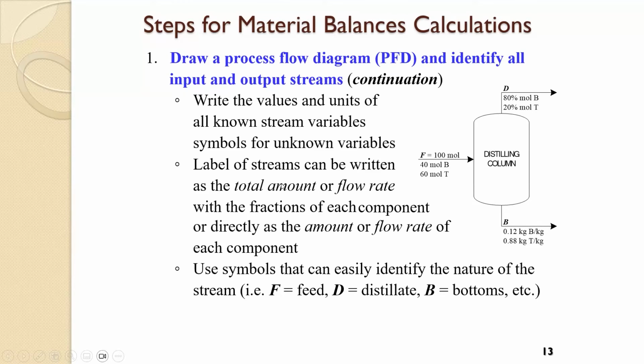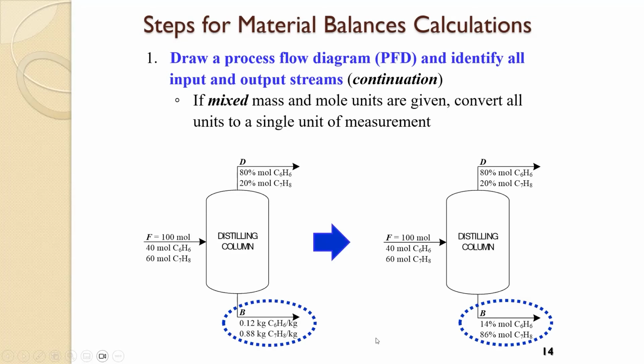So labels of streams can be written as a total amount of flow rate with the fractions of each component, or directly as the flow rate of each component. Any of these, this one is in terms of mole percentage, or this one is mass fractions. And then use symbols that can easily be identified, just like F, D, and B. So feed, distillate, and bottoms.